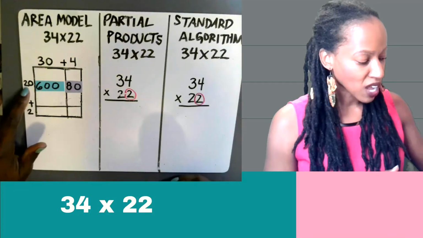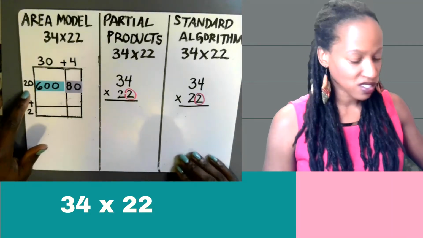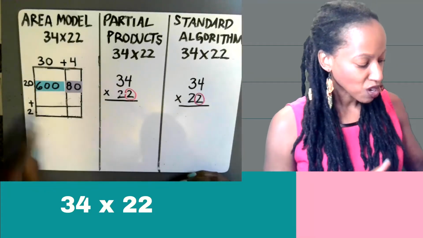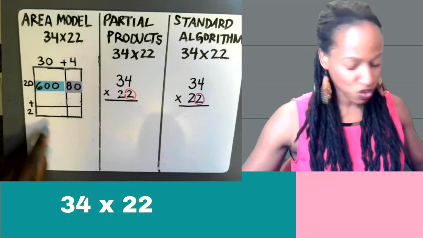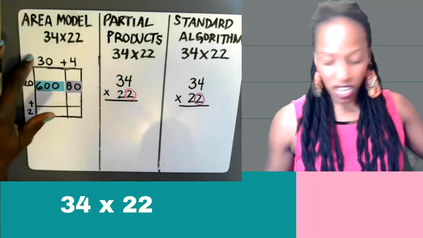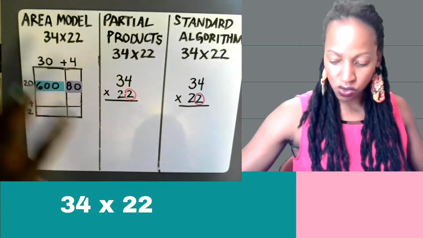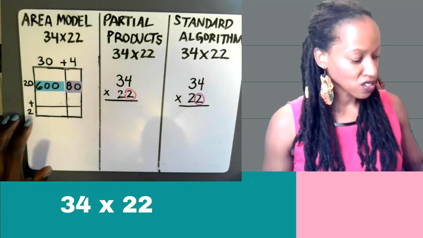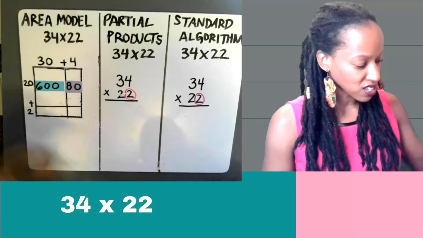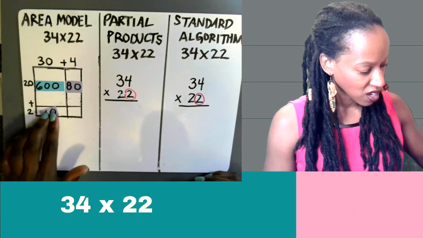Now that I've multiplied 20, or 2 tens, times each part of my first factor, I'm going to multiply my 2 ones by each part of my factor. So I have 2 ones times 3 tens, or 2 times 30. That's the same thing as 2 times 3, which gives me 6, and I have 1 power of 10. That's going to give me 60, okay?